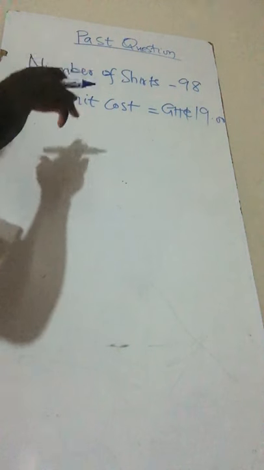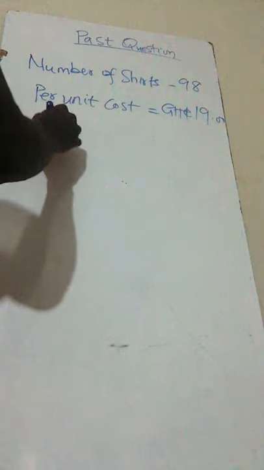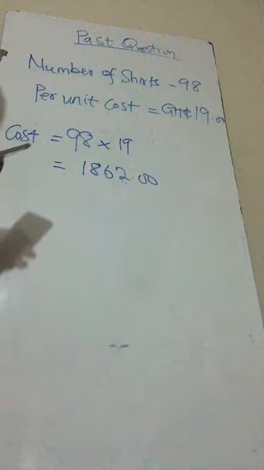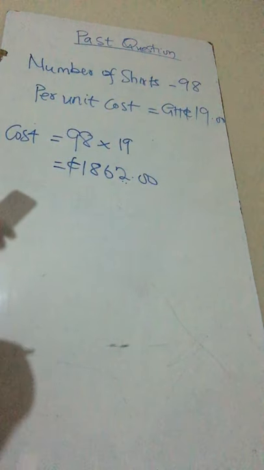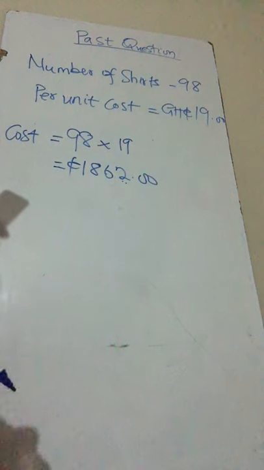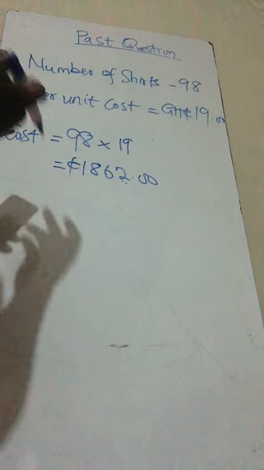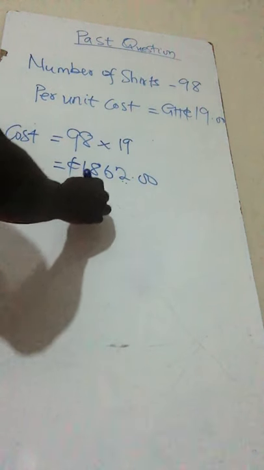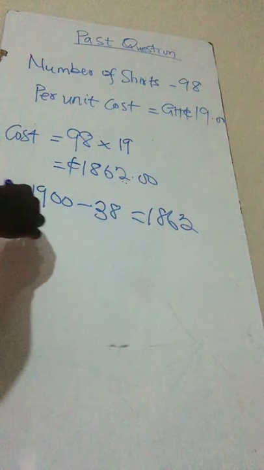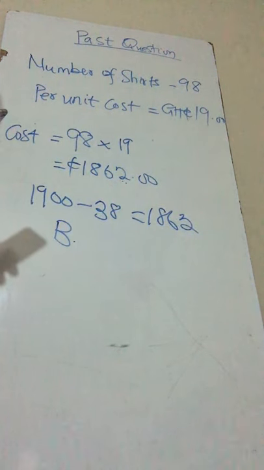If you want to get the cost of these 98 shirts, the cost is equal to 98 times 19, which will give you 1,862 Ghana cedis. Now, if you look at the options, we've been given 1,900 minus 36, 1,900 minus 38, 1,900 plus 36, 1,900 plus 38. It is telling you which of these options will be equal to 1,862. So the answer is 1,900 minus 38, which is equal to 1,862. And so the correct answer for question one is B.